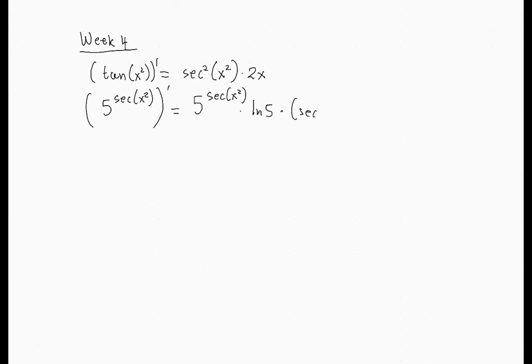Let's do this in our next step. So we will have 5 to the secant of x squared times ln 5 times, and now the derivative of secant is secant times tangent. So secant of x squared times tangent of x squared, and the inner function in this case is x squared, its derivative is 2x. So in other words, this derivative is equal to this, and that finishes the second differentiation.